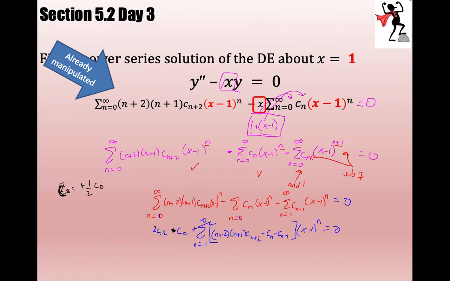So now solving 2c sub 2 minus c sub 0 is equal to 0 gives me positive 1/2 c sub 0. And then I'm going to get my recursive relationship. And I'm kind of used to this scenario here where I'm going to end up with n plus 2 times n plus 1 underneath. And then both of these were negative. So when I moved them to the other side, they became positive.